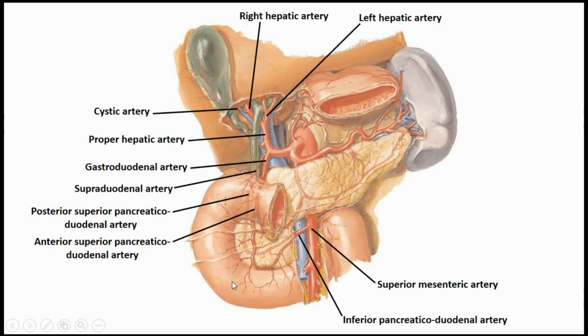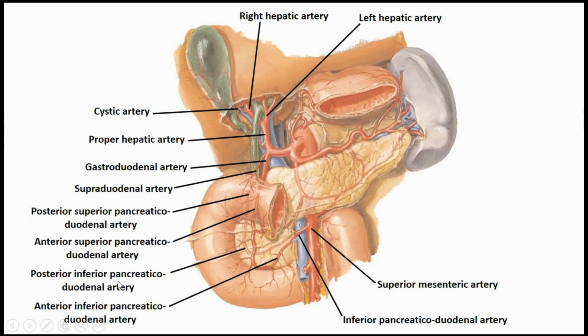And guess what? They're going to be coming from an inferior pancreaticoduodenal artery, and they are. The anterior inferior pancreaticoduodenal artery and the posterior inferior pancreaticoduodenal artery. So, just remember you've got all 4 quadrants of the head of the pancreas and duodenum accounted for. 2 superior, there's an anterior and posterior. 2 inferior, an anterior and a posterior. Alright, let's move it on.